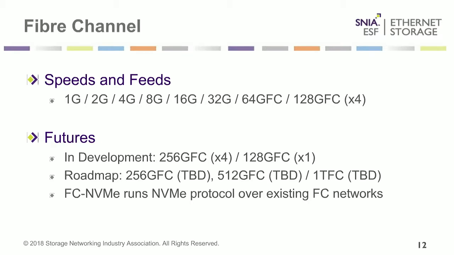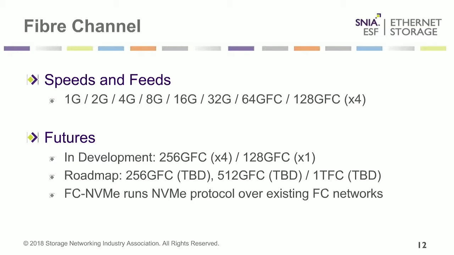As far as the speeds and feeds, Fibre Channel, as I mentioned, started at 1 gig as its first official standardized product and has grown in a 2x fashion: 2, 4, 8, 16, all the way up now to 128 gig Fibre Channel connections. The 256 gig is in development now. In addition, they're working on a 128 gig with one wire, because the current 128 gig is a by-4 combination. It uses 4 32 gig channels to create a single 128 gig wire.